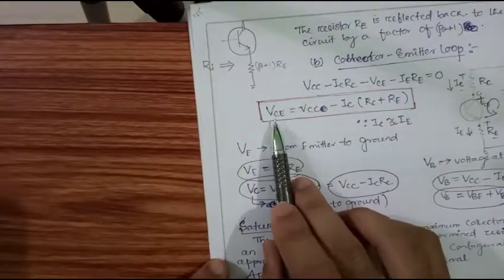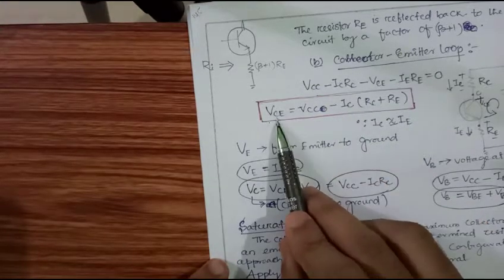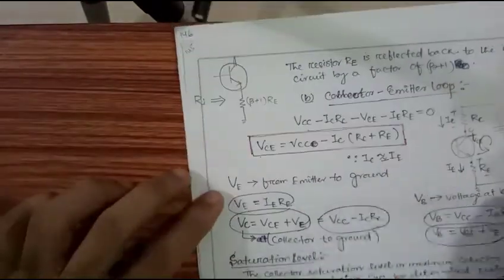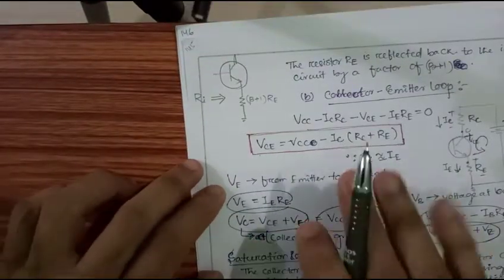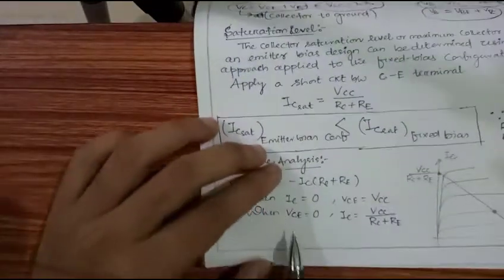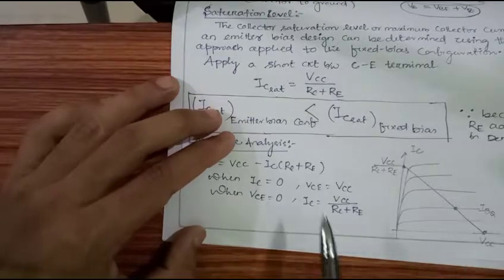In this equation, if we put a value of IC equal to 0 for one axis, and VCE equal to 0 for another axis, we will find the two values. You see, if I put my IC equal to 0, then my VCE will become VCC. So I found my VCE is equal to VCC, and this is the point VCE equal to VCC.